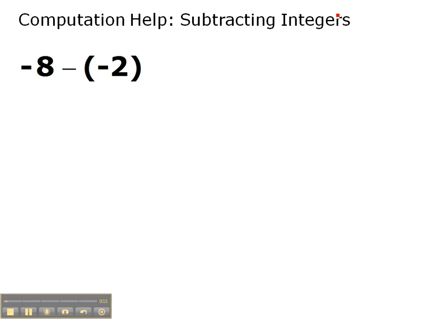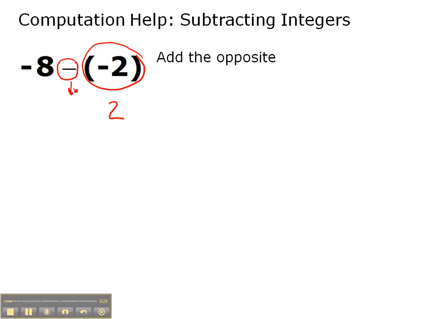And the rule for subtracting integers is to add the opposite. So we add the opposite of the second integer. The opposite of -2 is +2. And we don't want to subtract, we want to add that opposite. We don't do anything to the first integer.